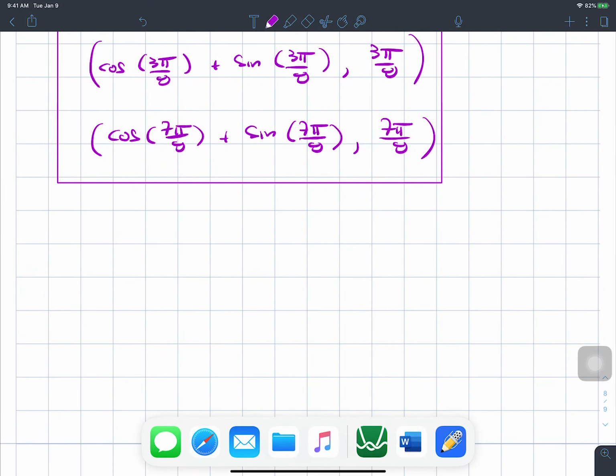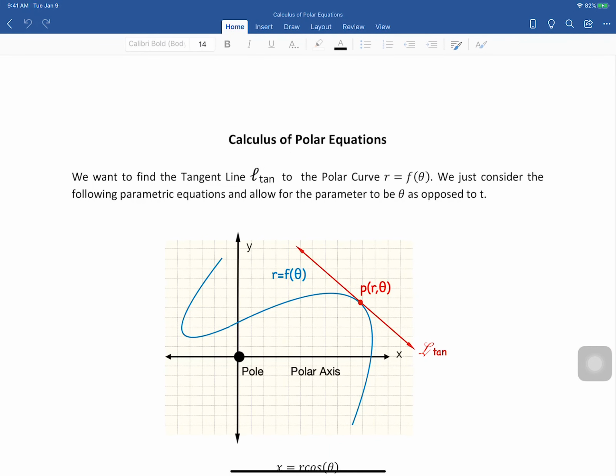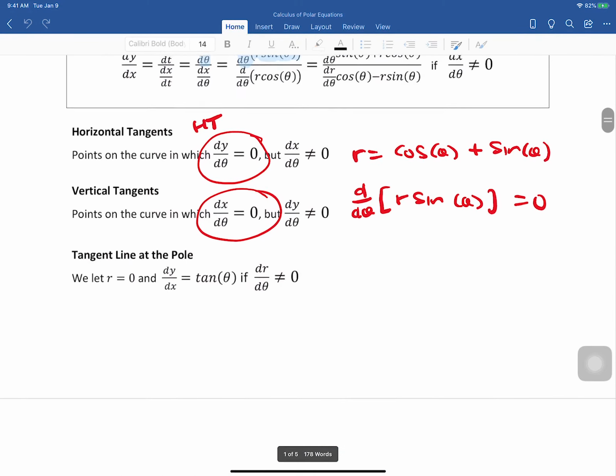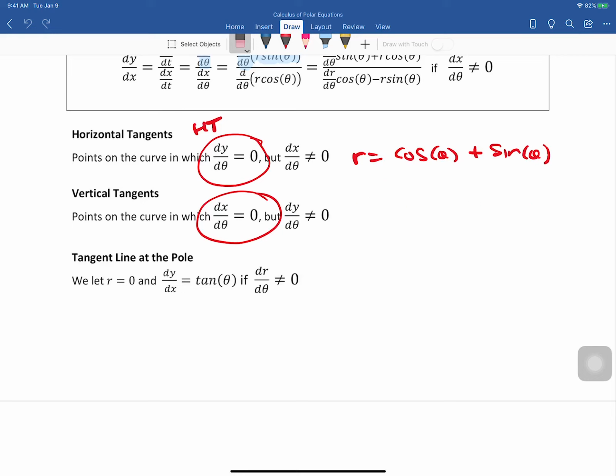So if you go back and ask, when do you have your vertical tangents here? Well, that's going to be when our dx/dθ is 0, right? Let's check our notes. Here we go, vertical tangents: dx/dθ is 0. So I want you guys to look at this, and this is going to change.